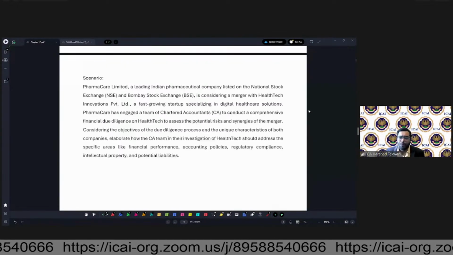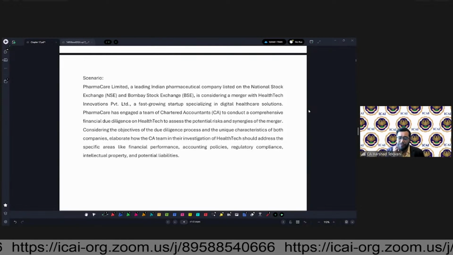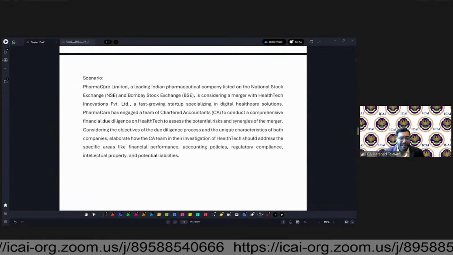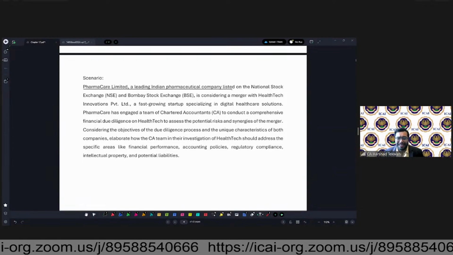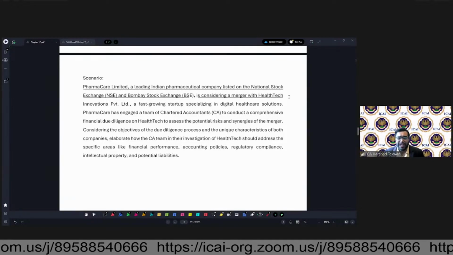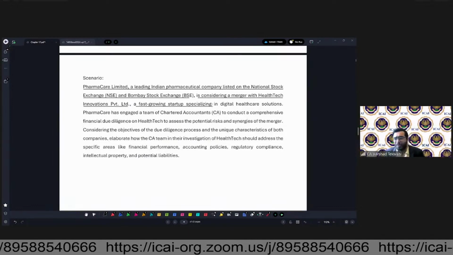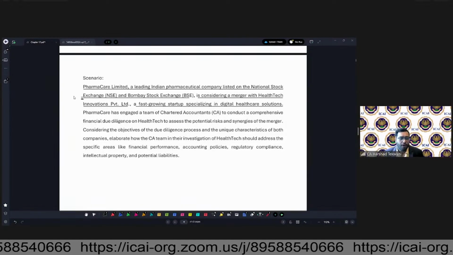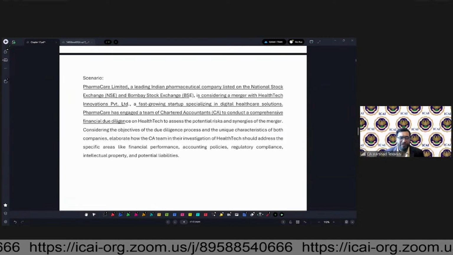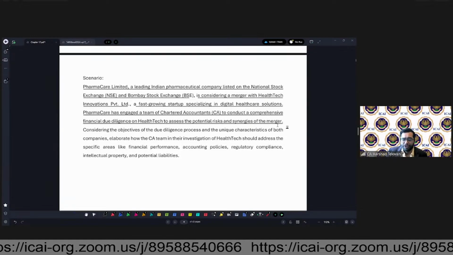But this time I will provide you what areas you need to look into, but you need to give me what you will look into in these areas. So let's understand. Pharmacare Limited, a leading Indian pharmaceutical company listed on NSE or BSE, is considering a merger with Health Tech Innovations Private Limited, a fast growing startup specializing in digital healthcare solutions. Pharmacare has engaged a team of chartered accountants to conduct a comprehensive financial due diligence on the health tech to assess the potential risk and synergies of the merger.